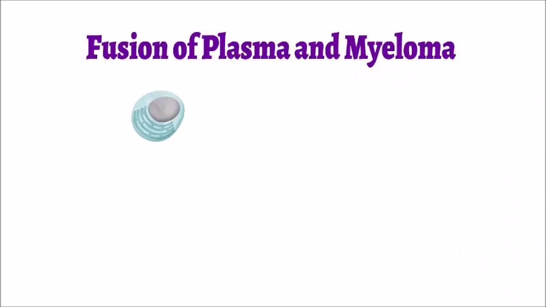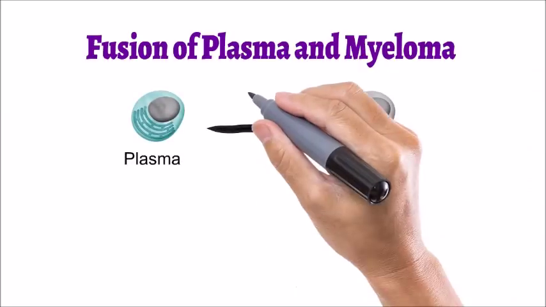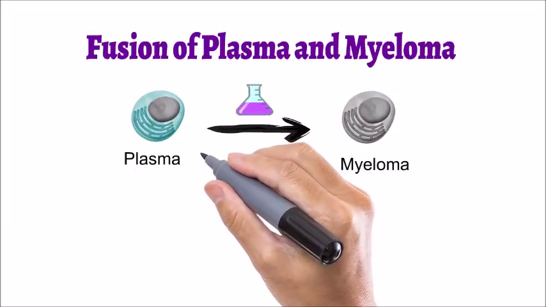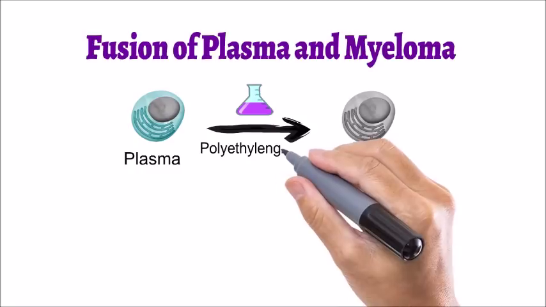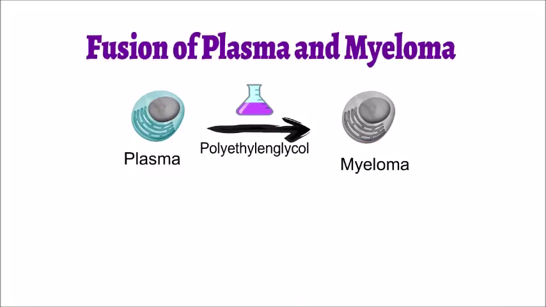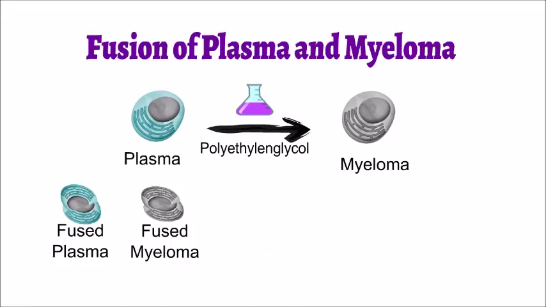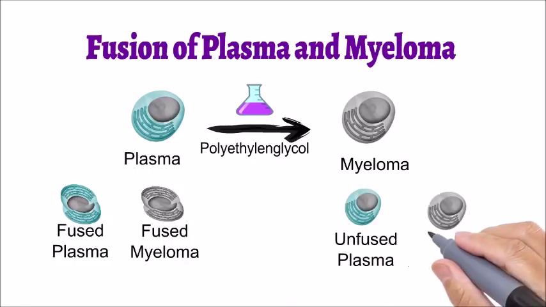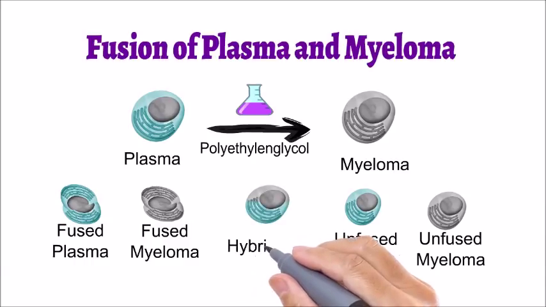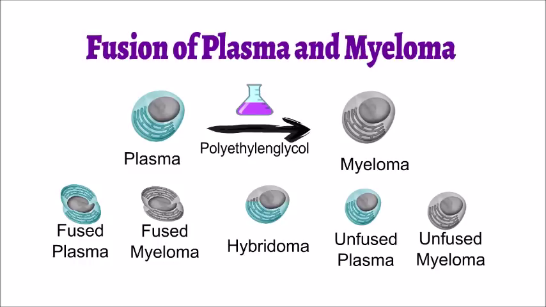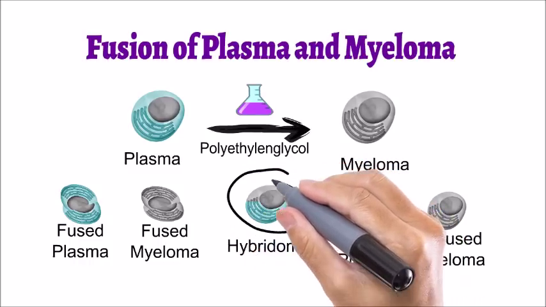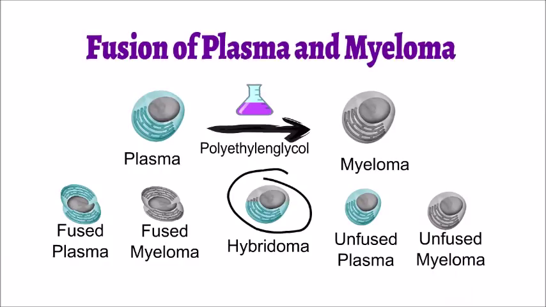After the purification of plasma cells, they are fused with the myeloma cell. The fusion procedure is carried out in the presence of polyethylene glycol, and sometimes electroporation can also be used. Since the fusion procedure is random, it is not the case that plasma cells will always fuse with myeloma cells, and therefore at the end of the fusion procedure 5 different types of cells are produced: fused plasma cells, fused myeloma cells, unfused plasma cells, unfused myeloma cells, and the most important, the hybridoma cell. Among these 5 cells, we are only interested in the hybridoma cell, and therefore the next step is the selection of hybridoma.